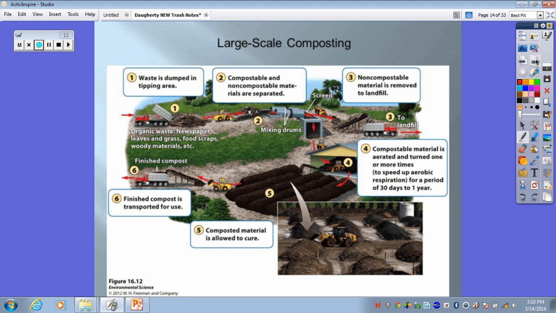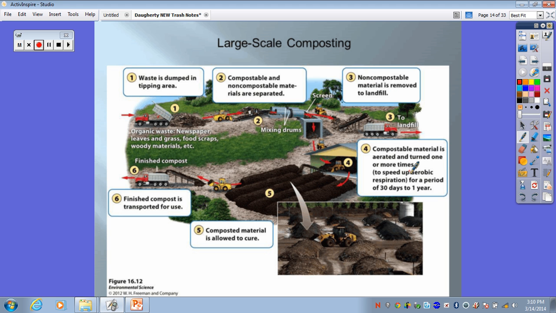Okay, and then at landfills they can do large-scale composting, so they show how that would happen. Step 1, it says the waste is dumped in the tipping area. It would be organic waste like newspaper, leaves, grass, food scraps, and woody materials. Step 2, it says that you'd have your compostable and your non-compostable materials separated. Step 3, your non-compostable material is removed and it's sent to the actual landfill part.